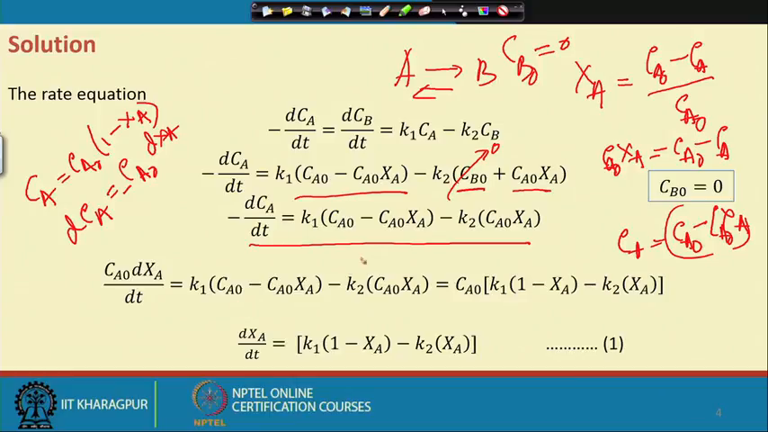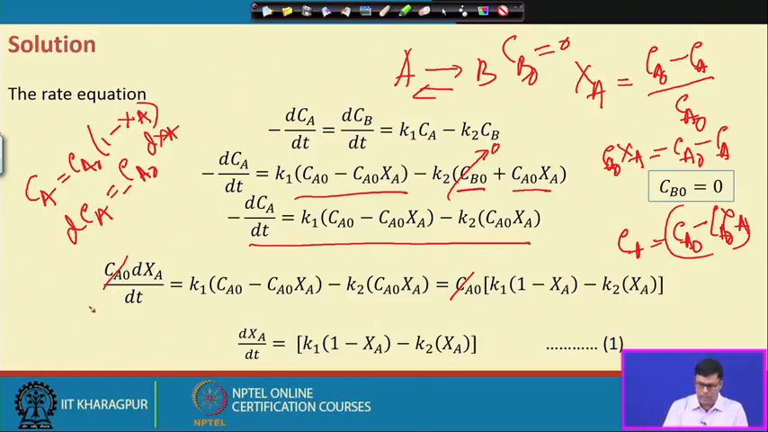This is equal to, and this is the equation that we have, and then we can take the Ca0 common, whole figure I can take the Ca0, and this Ca0 and this Ca0 we can cancel, and if we cancel we will get dXa by dt equal to k1 into 1 minus Xa minus k2 into Xa.